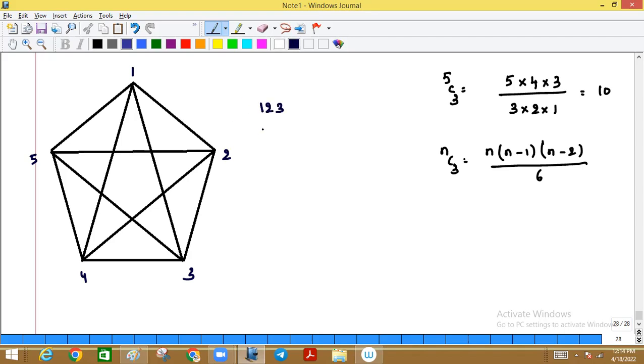1, 2, 3, 1, 2, 4, 1, 2, 5. 1, 3, 4, 1, 3, 5. 1, 4, 5. 2, 3, 4, 2, 3, 5. 2, 4, 5. Finally, 3, 4, 5. These are all the triangles we have, right?